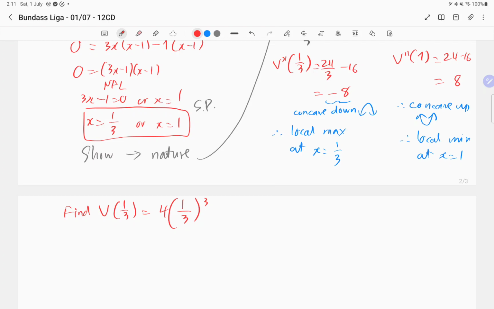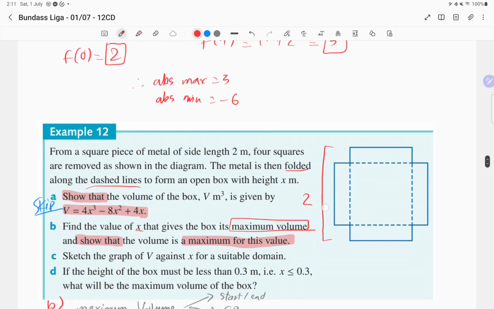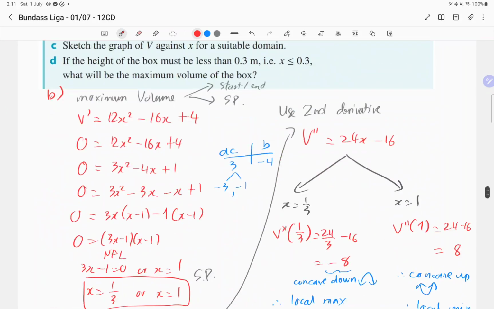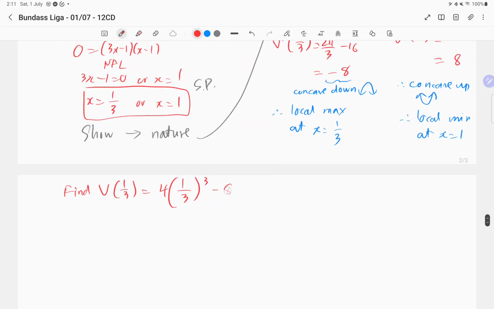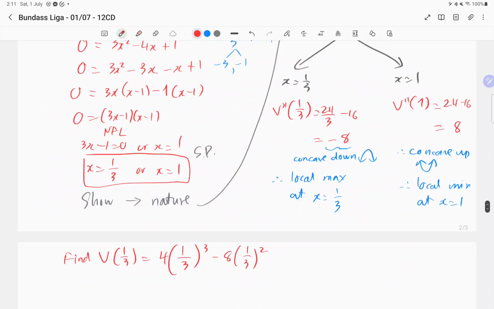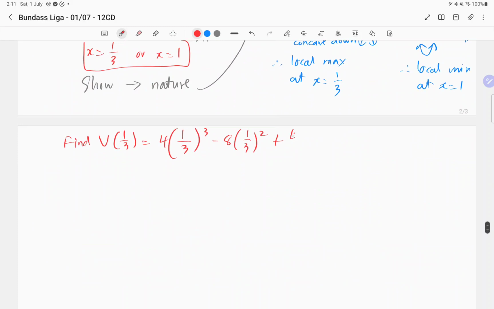Let me see. Did I have? Oh yeah, no, that's right. Okay. I don't have that example in here. Okay, that's fine. 4 times 1/3 to the power of 3, minus 8 times 1/3 squared, and then was it plus 4 times 1/3, right?